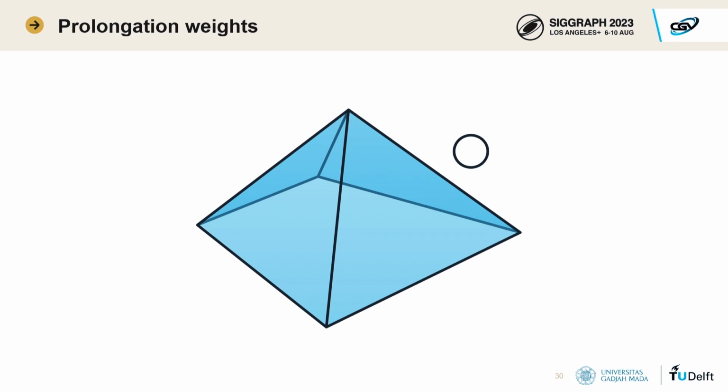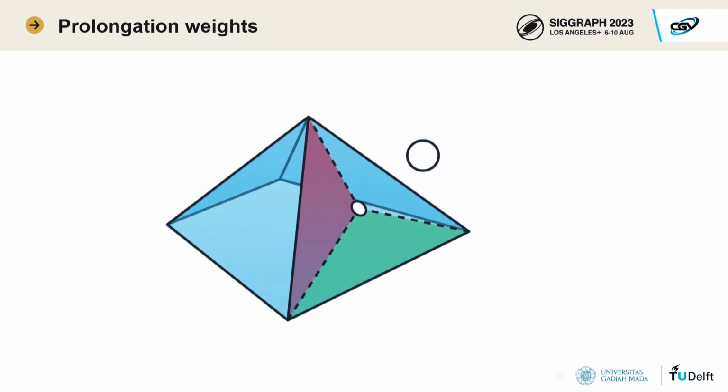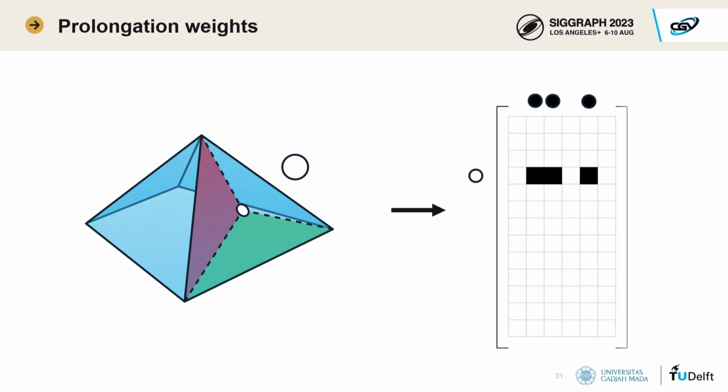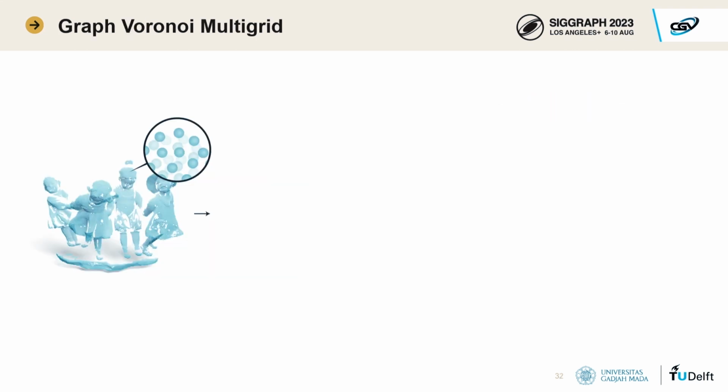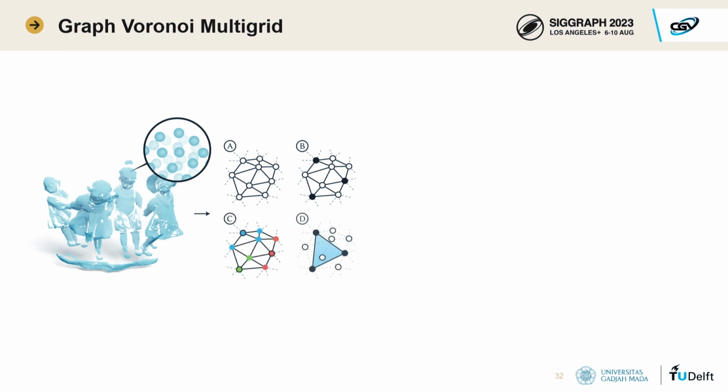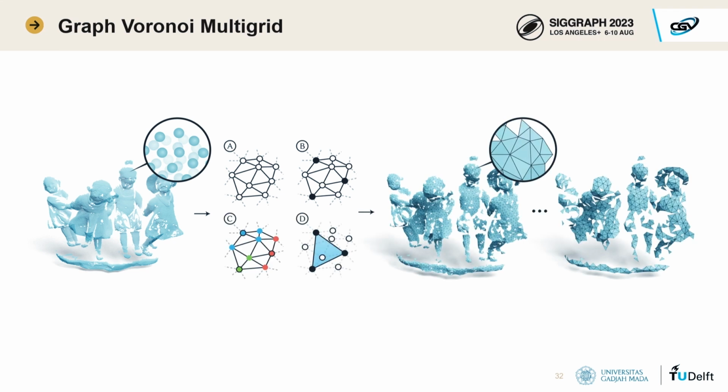Given these triangles, we compute prolongation weights by performing a closest point projection to this triangulation and then computing barycentric coordinates. These are then stored in a highly sparse rectangular prolongation matrix, which is used in the multigrid solver. Let's recap. We now have a way to take in any mesh or point cloud, downsample our input quickly to get a hierarchy of points, and then compute a fast triangulation for each level that can be used to get prolongation weights.